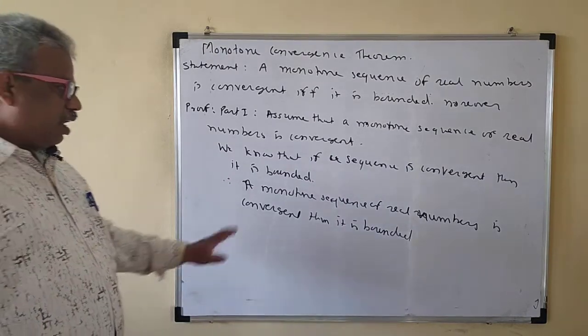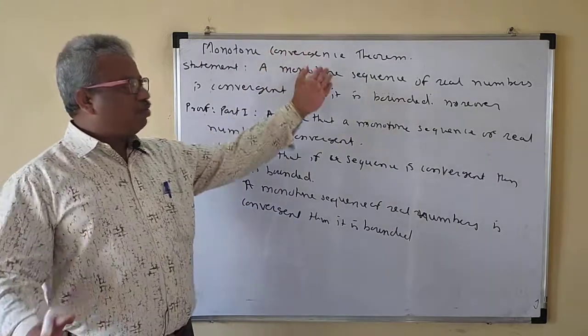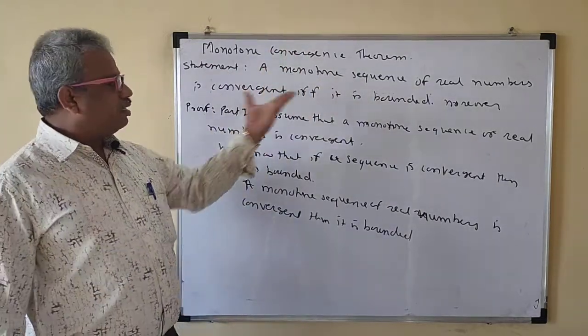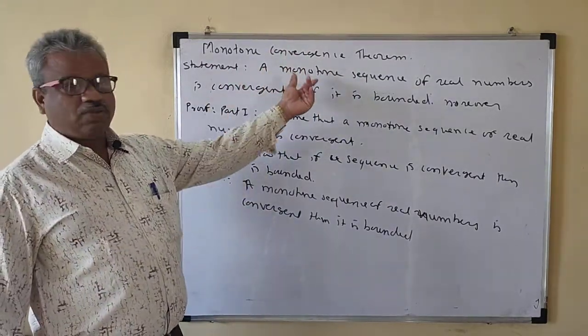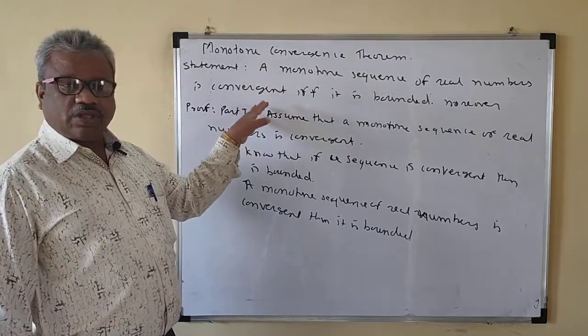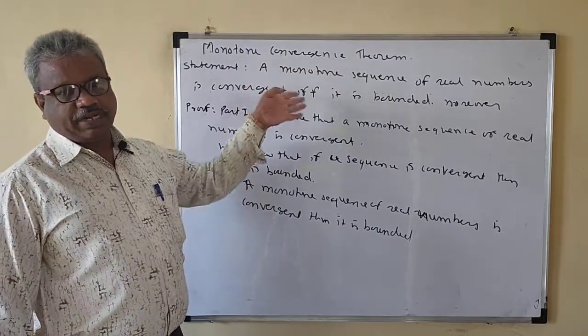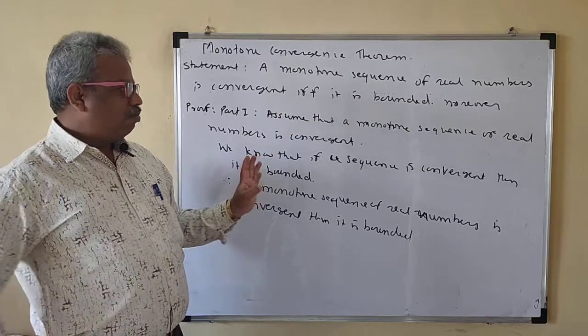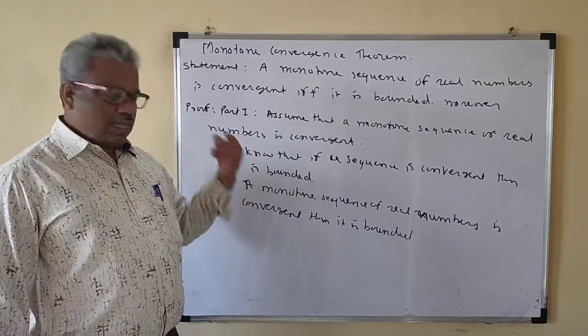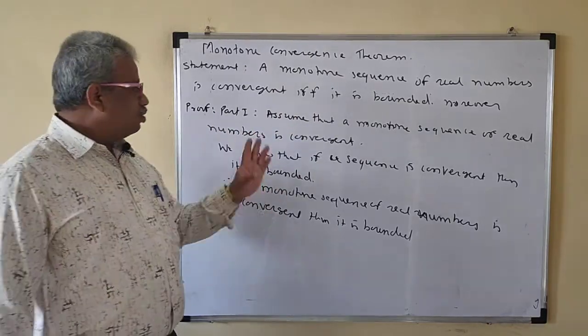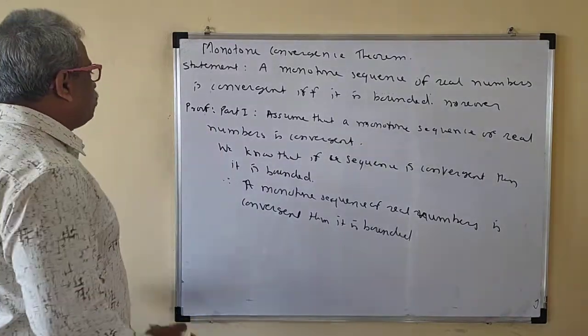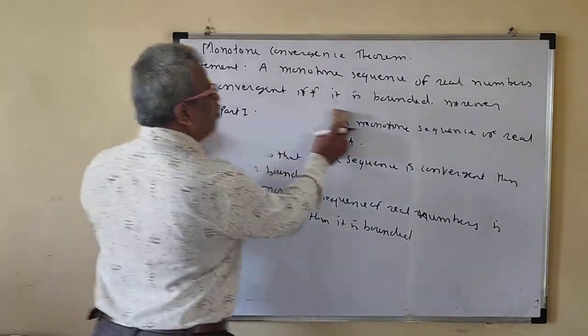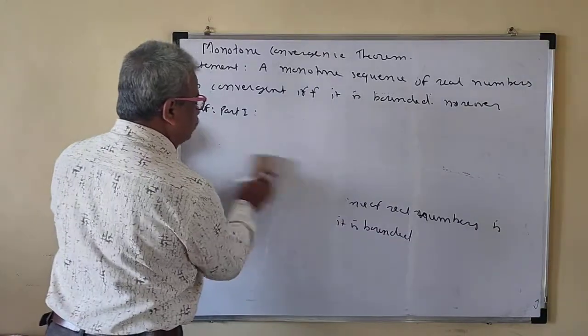Whatever this is, a monotonic sequence, we are given that it is convergent. So if it is increasing and convergent, then it is bounded. If it is decreasing and convergent, it is bounded because it is convergent, right? Every convergent sequence is bounded. So the first part is very easy and is over. Now we take the second part.